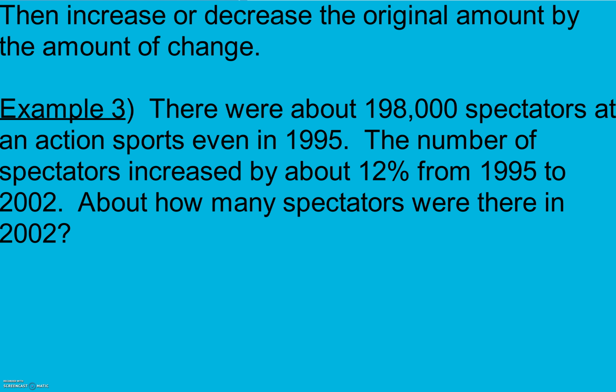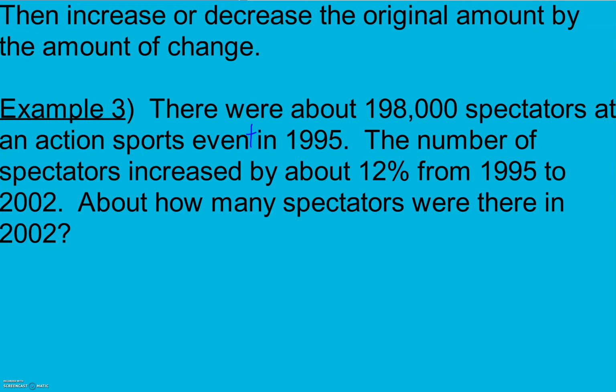In example 3, there were about 198,000 spectators at an action sports event in 1995. The amount of spectators increased by about 12% from 1995 to 2002. How many spectators were there in 2002?